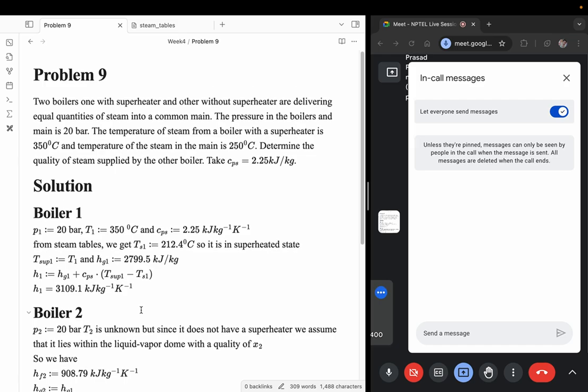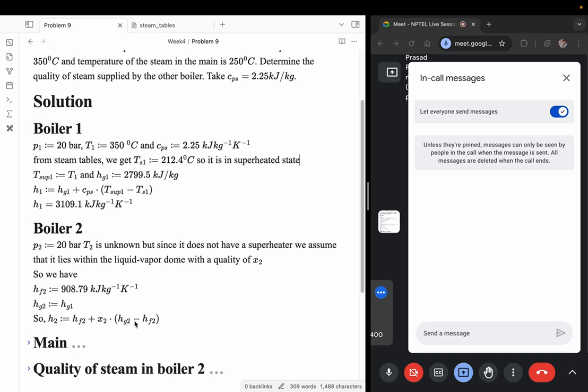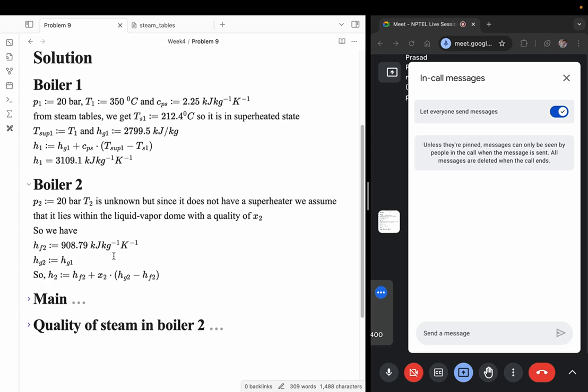So what is T2? It is something that is unknown, but since it does not have a superheater, we assume that it is going to be somewhere inside the liquid dome. So H2 is going to be HF2 plus X2 times (HG2 minus HF2). But X2 is unknown, that we are trying to find in the problem. So they ask you to find the quality.